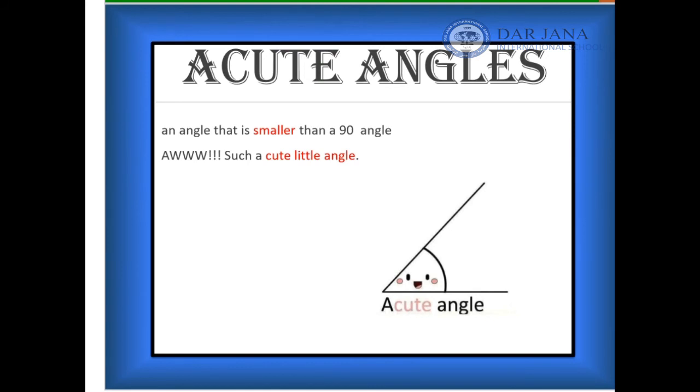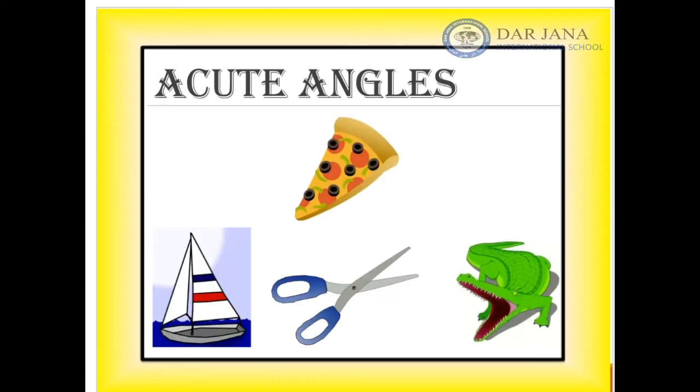Okay, if it was a right angle, it's supposed to be like this, forming a perfect corner, but it is less than a right angle, and the opening of it is small. And here we have some real life examples of an acute angle.